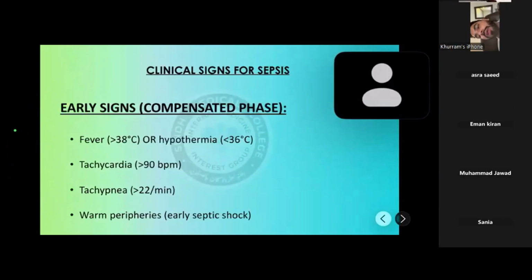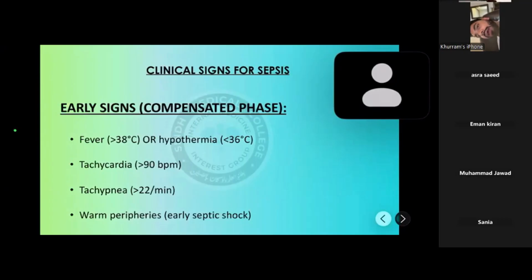Moving forward to the clinical signs for sepsis. How would you know which patient can have sepsis and which patient requires further evaluation to check whether they have sepsis or not? The most common symptom, apart from stroke patients, is that they will complain of fever. We all know that fever is a sign of infection, but do we know that hypothermia can also be a sign of sepsis?